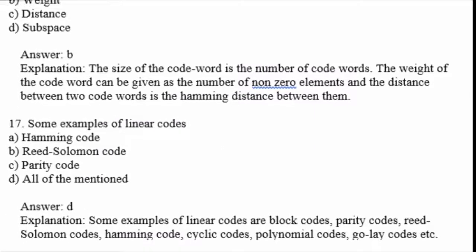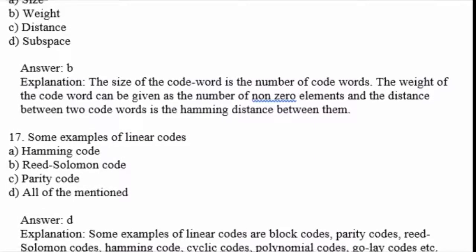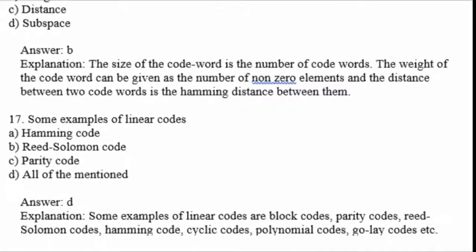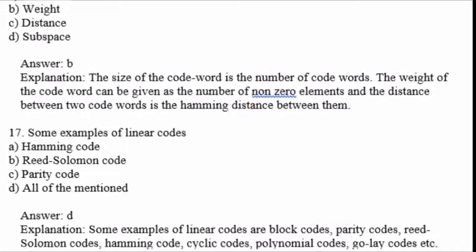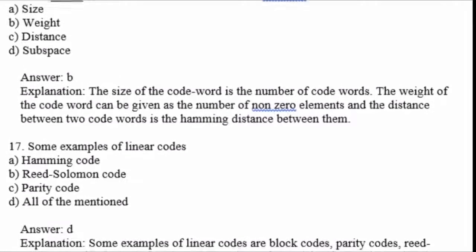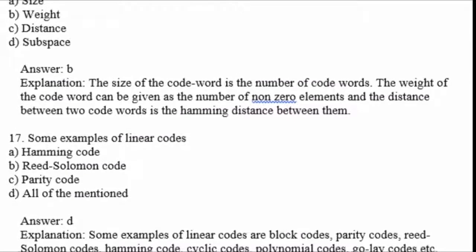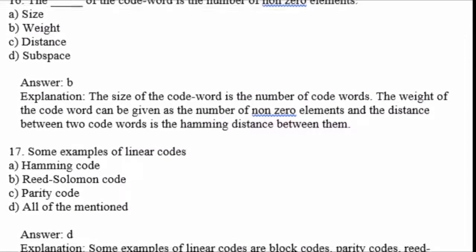Next question, some examples of linear codes. இது பார்த்தீங்கன்னா Hamming code கொடுத்துருக்காங்க, Reed-Solomon code, parity code, all of the mentioned கொடுத்துருக்காங்க. ஸோ ஆன்சர் வந்து all of the mentioned தான், எல்லாமே தான். ஸோ அது இல்லாமல் பார்த்தீங்கன்னா Hamming code, cyclic codes, polynomial codes, Golay codes, இது எல்லாமே some examples of the linear codes தான்.